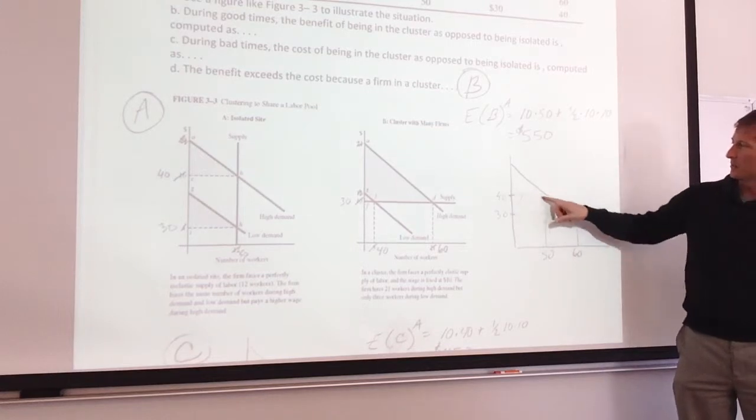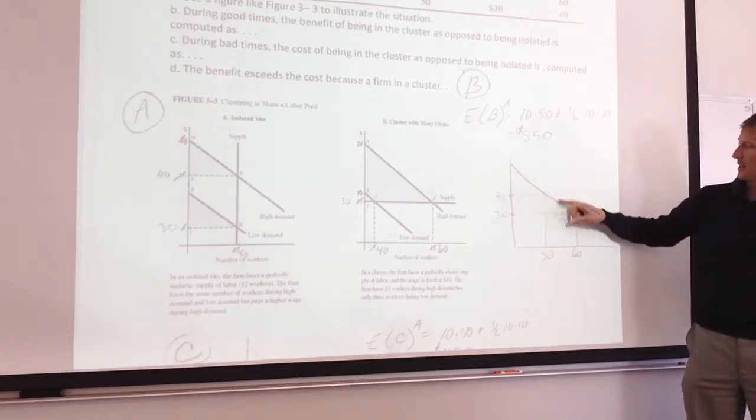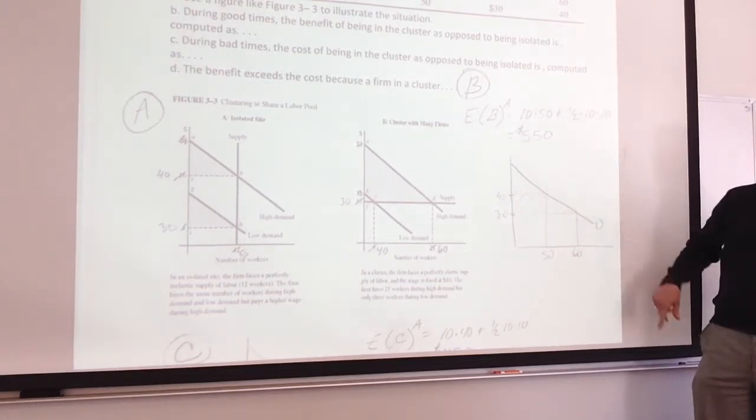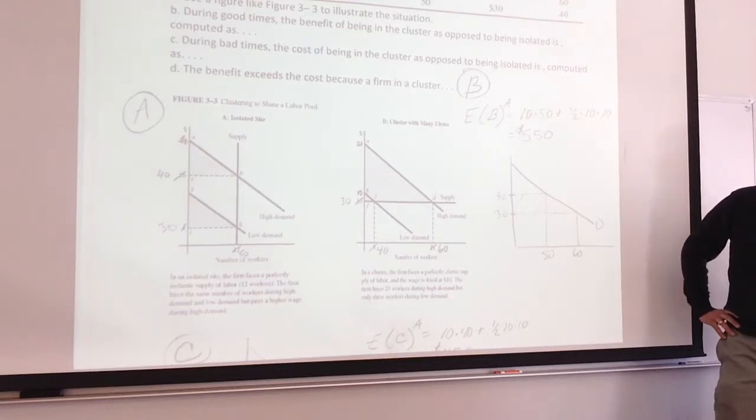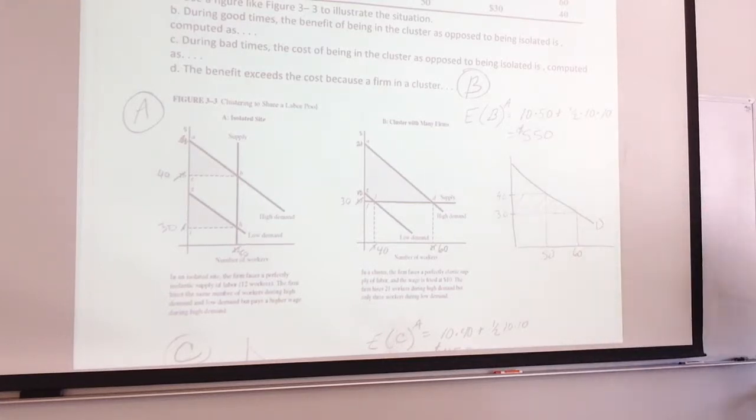And so now we're just taking the rectangle, 10 times 50 times 1/2 of 10 times 10 gives you the expected benefit of 550. Questions on that?